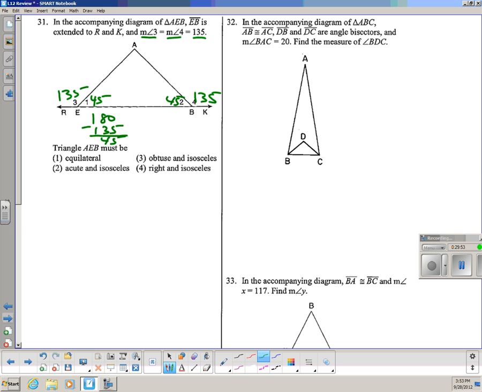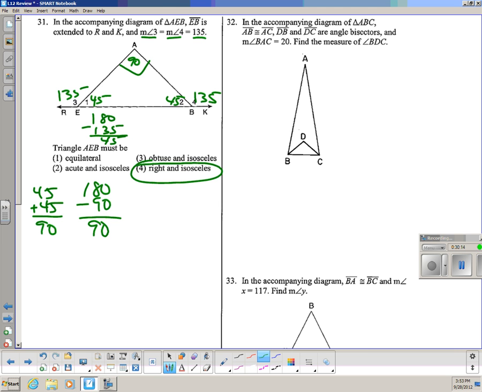And then the question is asking what type of triangle is this? So I need to get the missing angle. So I'll add up the two angles that I have and subtract from 180, which is 90. And so now I know the triangle must be right because there's a right angle, 90 degrees, and isosceles because there are two equal angles.